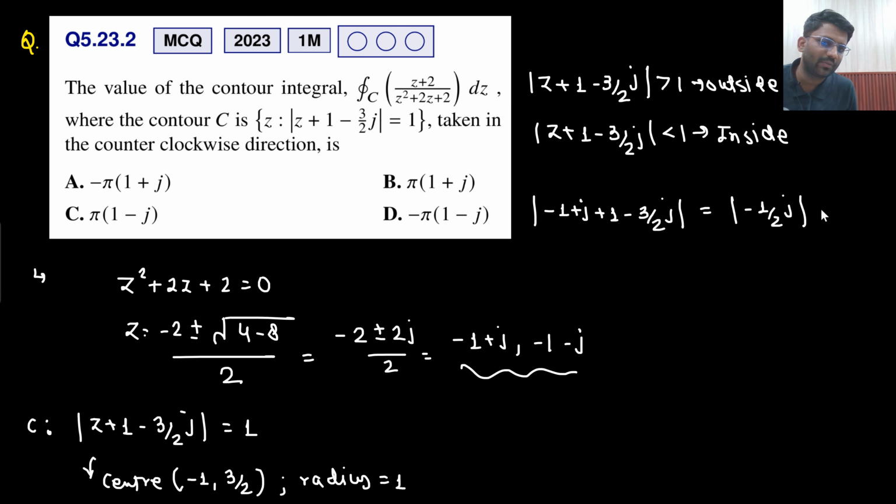And what is the magnitude of minus 1 by 2j? That will be 1 by 2 only, which is less than 1. That means yes, it is inside. This particular point is inside. What about the other point? It came for 1 mark actually. It should be of 2 marks. Okay, so this particular point is inside.